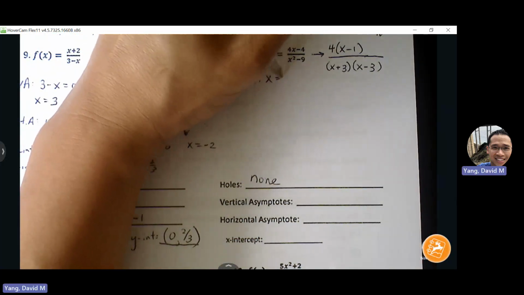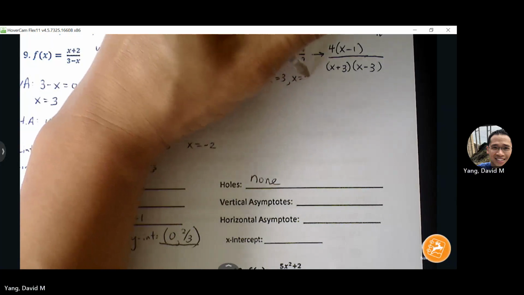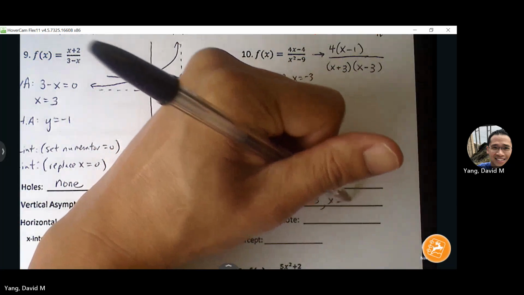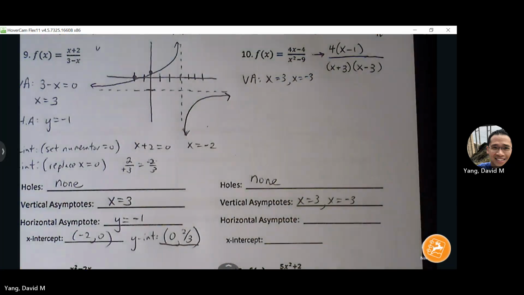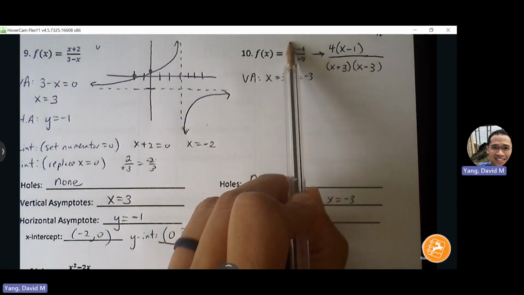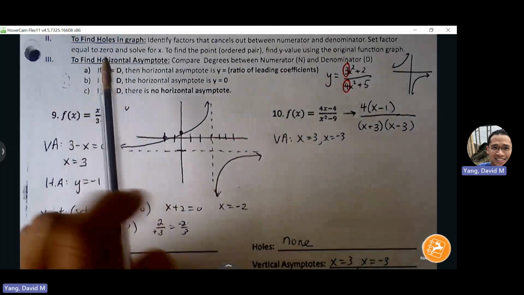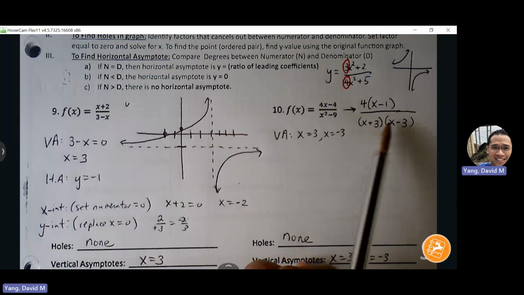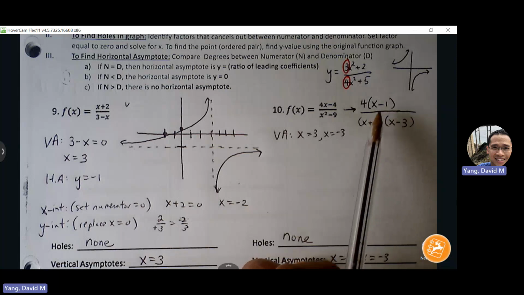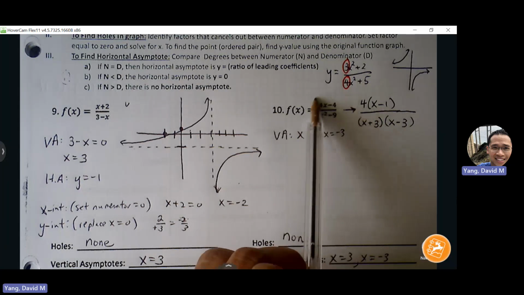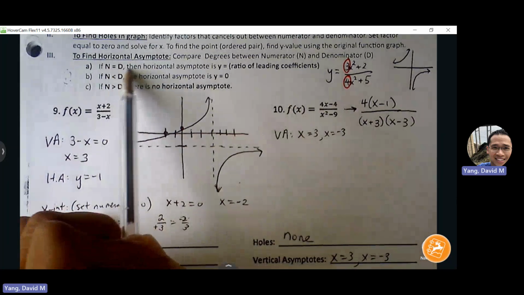Now, going back to my original expression, whenever you want to find the horizontal asymptote, don't look at your factor form. Sometimes factor form may not give you a clear indication as to the comparison between the degrees. Look back at your original expression. So let's compare degrees here.